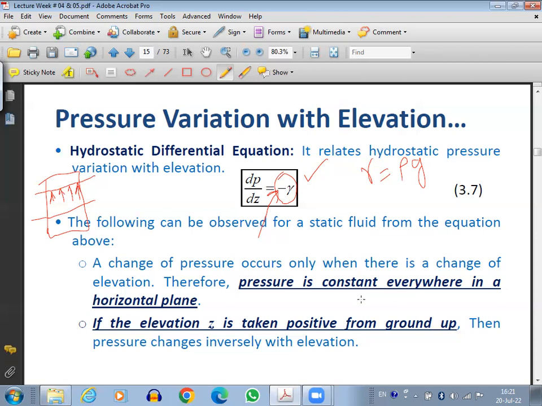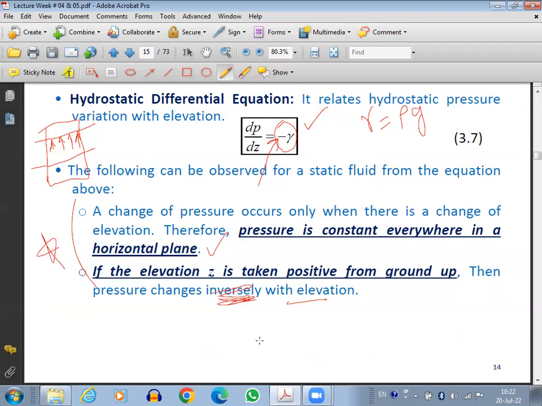Therefore, pressure is constant everywhere in a horizontal plane. On a horizontal plane, the pressure is constant. If the elevation Z is taken positive from the ground up, then the pressure changes inversely with elevation. So these are 2 points which are very important from this hydrostatic equation of pressure variation. This is the hydrostatic equation of pressure variation. Is this thing clear so far?